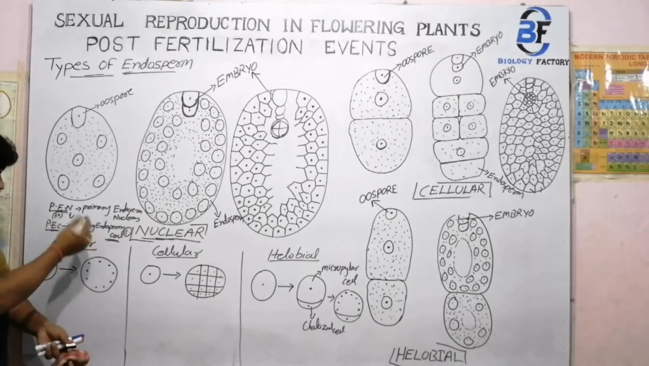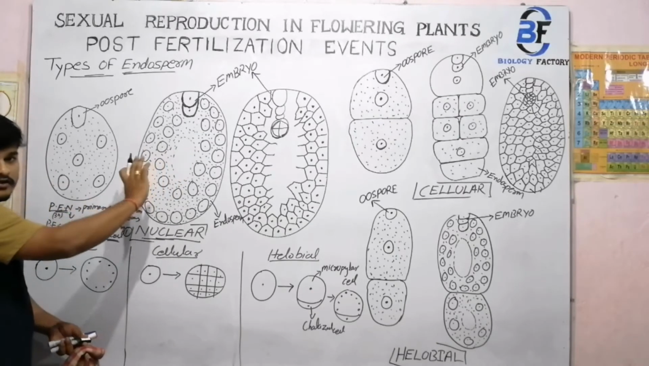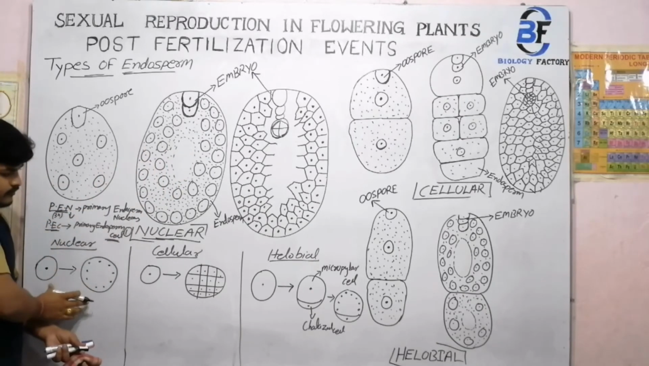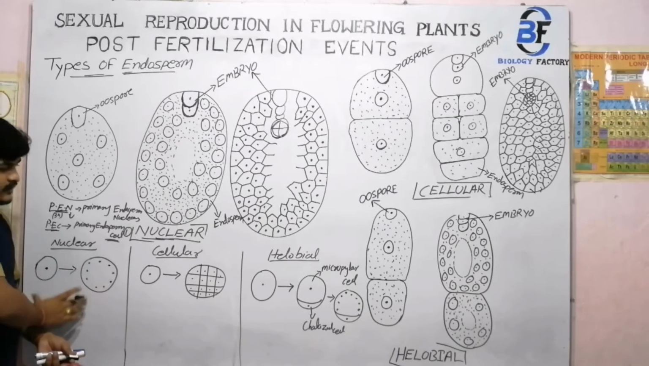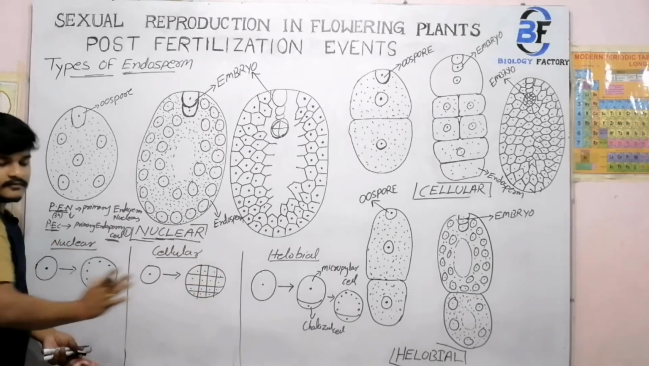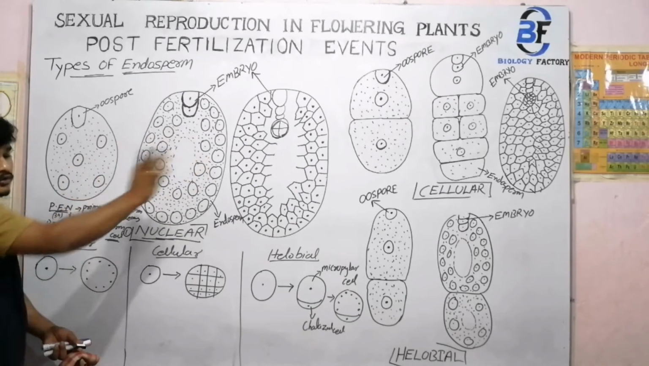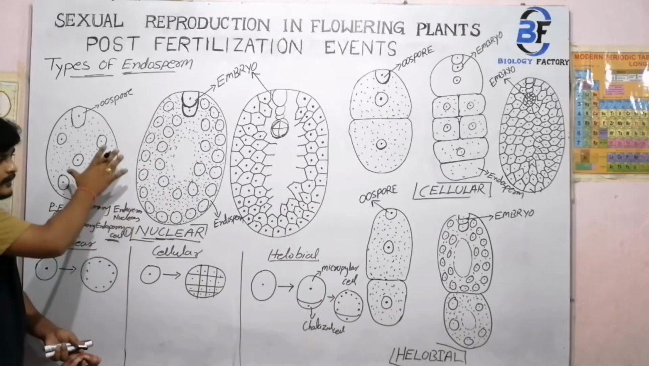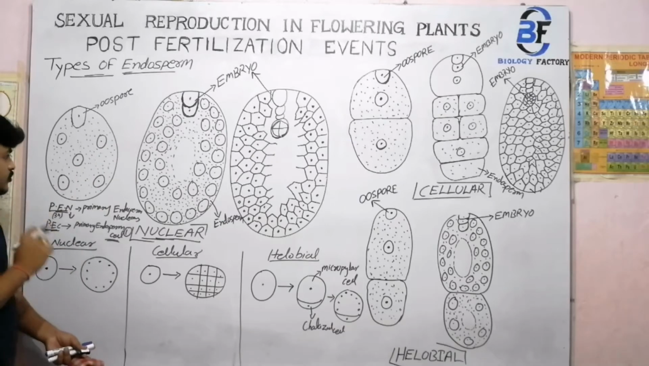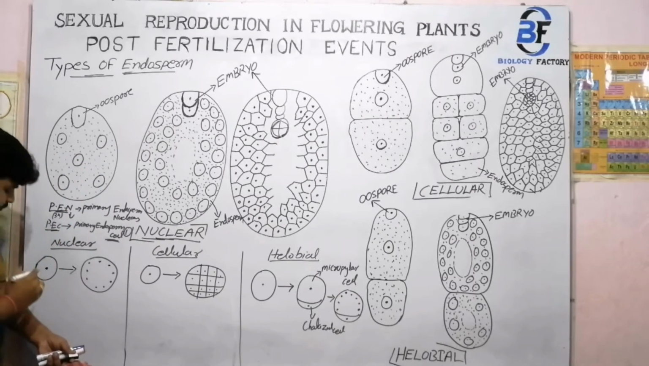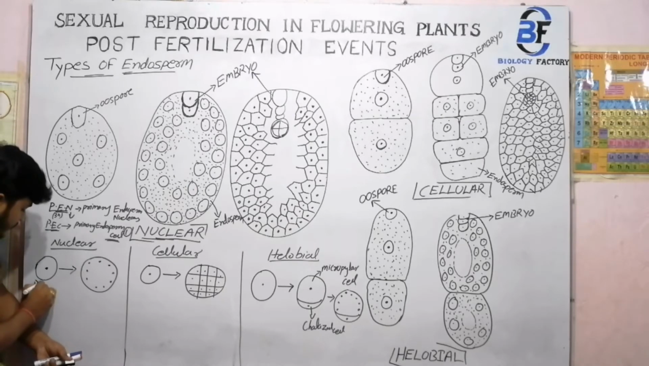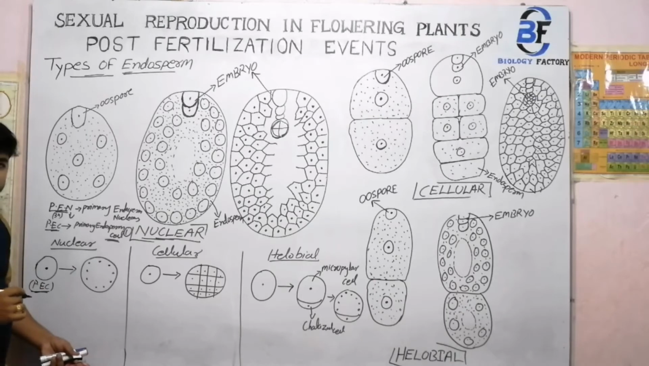You also consider that the diagrams are mentioned in your book, and I also draw some diagrams, which are quite easy to understand. These three diagrams make the total process easy to understand. So just compare these diagrams to this diagram. Here are a number of nuclei, and I draw a single nucleus. That means here is the primary endosperm cell.